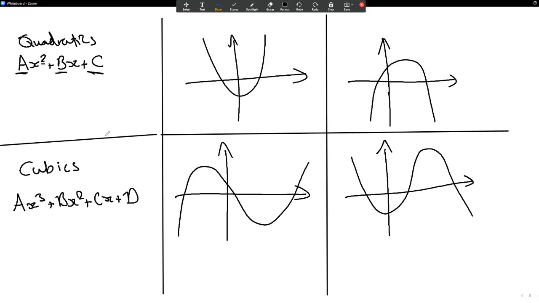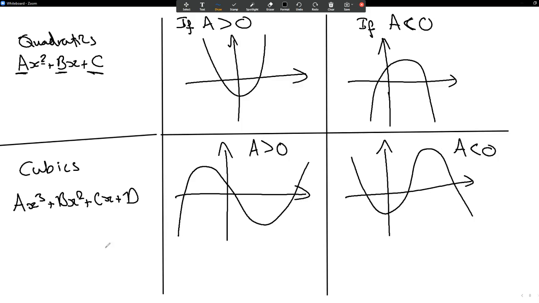How can you tell which is which? Well, if you see a power of 3, it's a cubic. If you only see up to powers of 2, it's a quadratic. And then, how do you figure out which one this is? Well, if a is greater than 0, it looks like that. If a is less than 0, it looks like that. And in this case, if a is greater than 0, if a is less than 0. So that's what you can do.